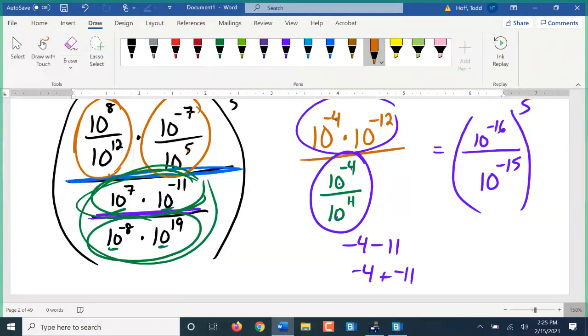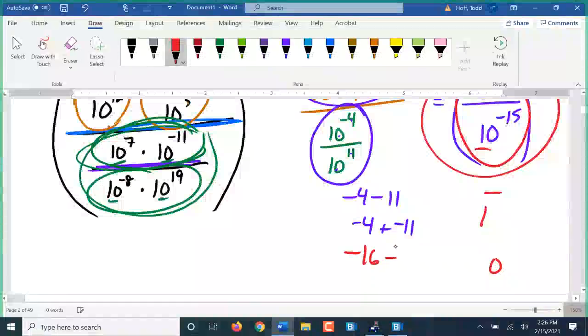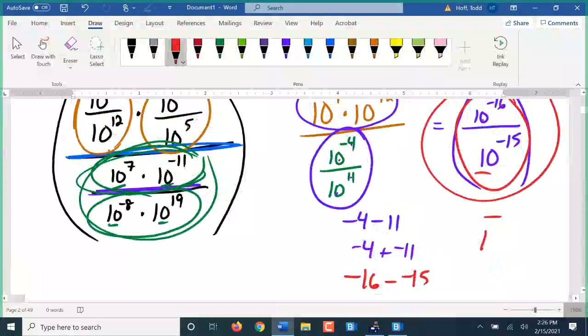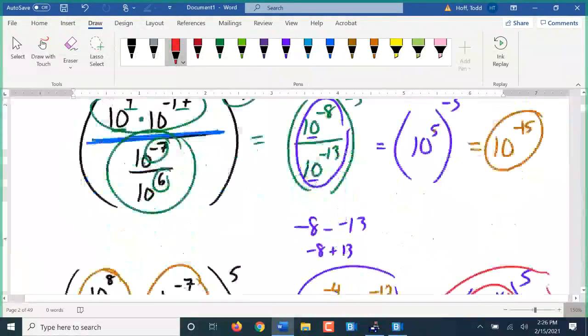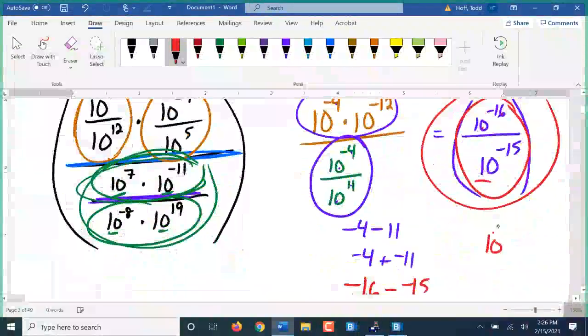Well, now we have this to finish up here. We have to do the division inside. 10 to the negative 16 divided by 10 to the negative 15. They both have a base of 10 again, so we can subtract the powers. Negative 16 minus a negative 15 is negative 16 plus a positive 15, or just a negative 1. So what we get there is simply 10 to the negative 1.